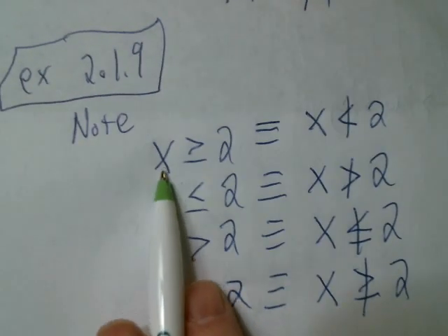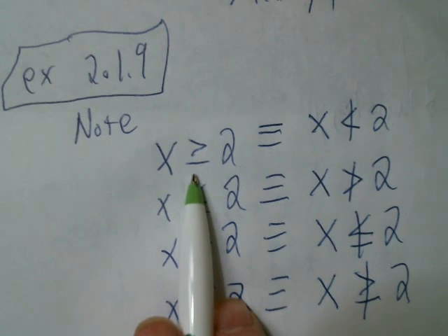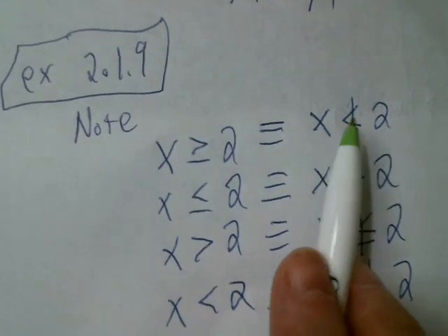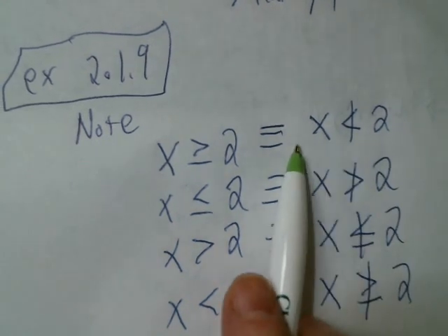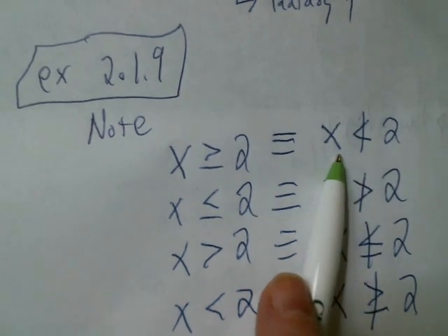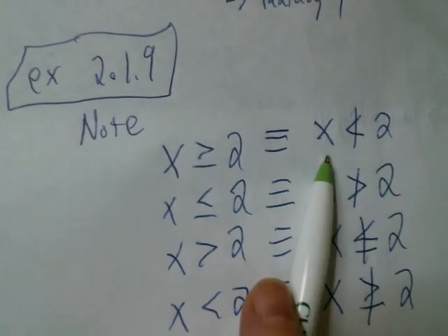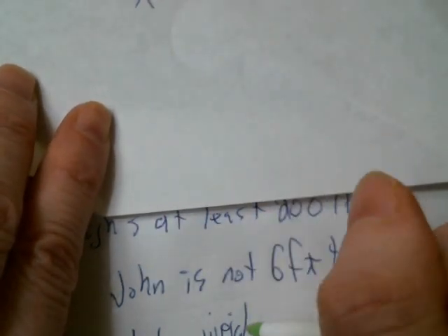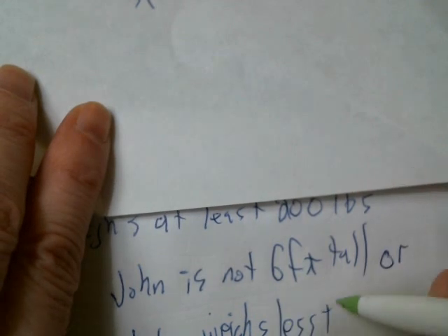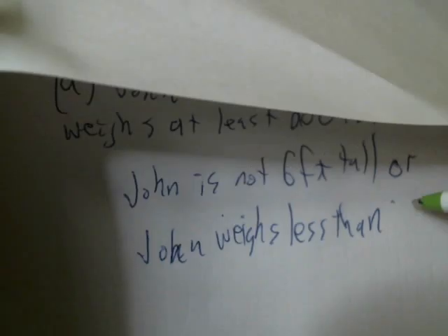So weigh at least 200 is the same as saying that John is greater than or equal to 2, which is the same as x not less than 2. But if you negate this statement, they kind of undo each other, right? So saying that it's not the case that x is not less than 2 is the same as saying that x is less than 2. So it just magically erases the not part of it. So or John, in this case, weighs less than 200 pounds.